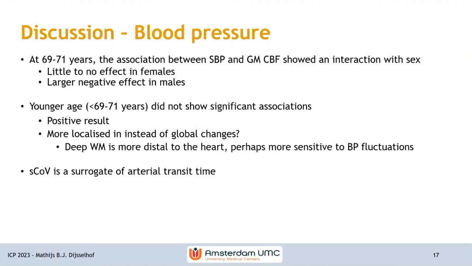And lastly, the spatial coefficient of variation. Again, this is a surrogate of arterial transit time, meaning that if you have a lower vascular efficiency, it takes longer for the bolus to arrive into your imaging plane, and this would mean that there is less homogeneous signal in your gray matter or your white matter, for example, and this would mean an increase in your spatial coefficient. So we didn't find any associations, and this would imply that there's not really a major vascular efficiency change based on the blood pressure throughout normal aging or in the population.